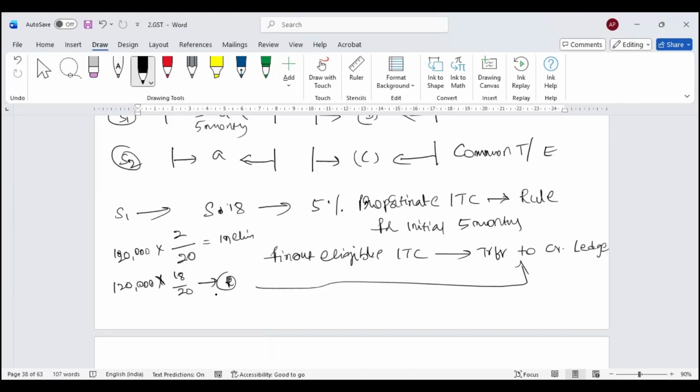Clear? Shiv and Mohan, are we clear? Yes, sir.